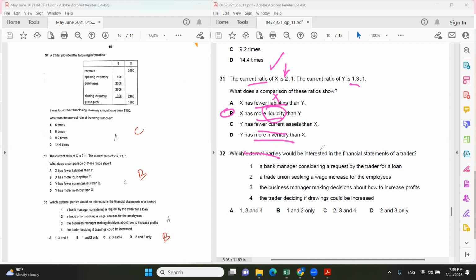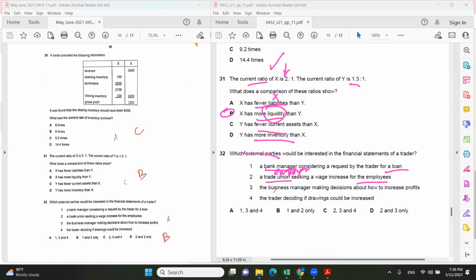External party means outside, not the internal one, which is within the organization, who will be interested in the financial statements of the trader. Banker is one of the external parties because they want to give a loan. A trade union is an outsider. Basically they represent the employees. You can treat it as internal as well, because their purpose is to fight for the employees.